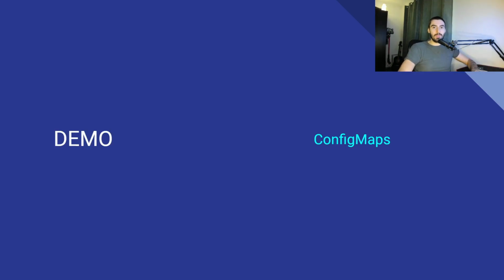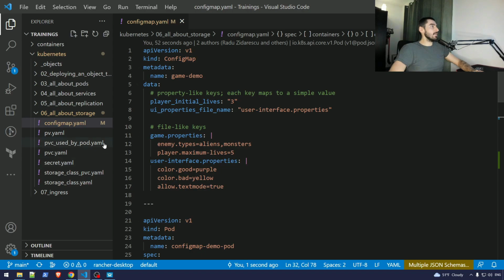Okay, time to jump into a demo about config maps and understand what they're all about. I'm going to open VS Code, and if you want to follow along, you can find all of these YAML manifests in my GitHub account, which will be linked down in the description below. So if you feel like following along, it's okay, I got you covered.